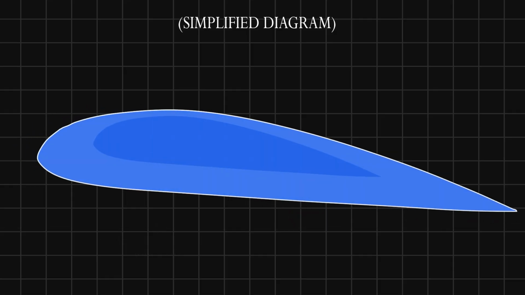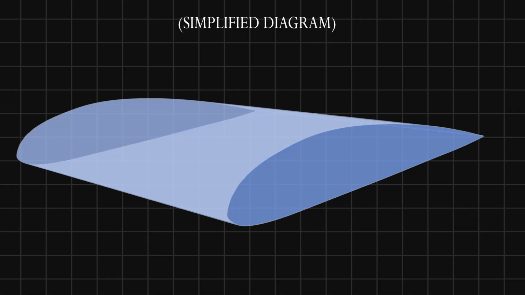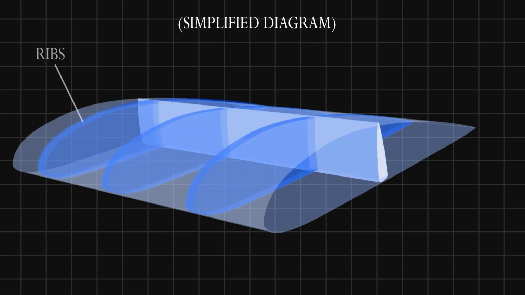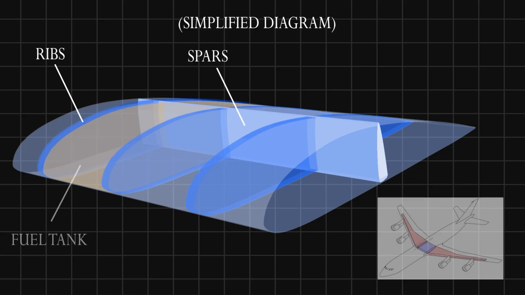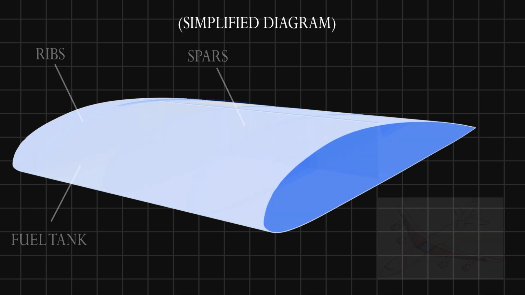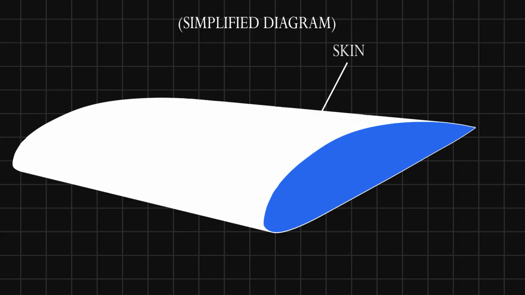Now, let's take a look at the internal structure of a wing. The ribs are the structural member of the wing that determines the camber or shape of the wing. The spars are the structures that run through the length of the wing and bear most of the load. In the empty spaces between the ribs, there may be tanks that contain fuel in addition to the main tank. Finally, the outer layer of the wing is known as the skin, which provides an aerodynamic shape.